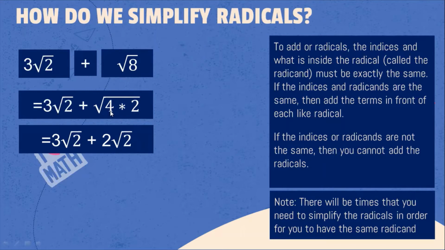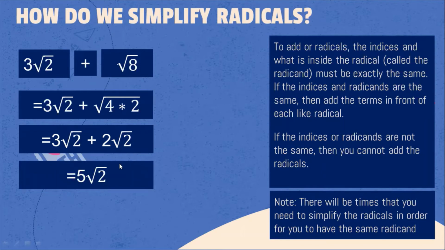And 4 is a perfect square, 4 times 2. That is the square root of 8. So the square root of 4 is 2. Then we copy the square root of 2. We now have the same indices and same radicand. That's why we can add the terms. 3 plus 2, that is 5 the square root of 2. Our final answer is 5 the square root of 2.